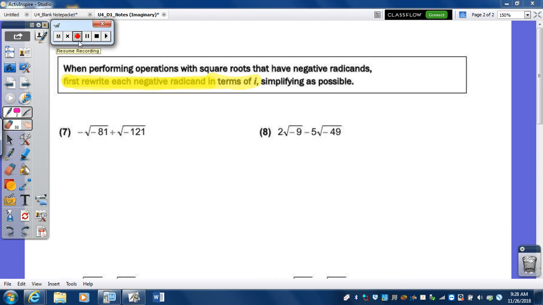All right. So for the 81, I'm going to first take out that -1. 81 is a perfect square, so I don't need a third radical sign here. What is the square root of 81? 9. Square root of -1 becomes I. And you've got that negative sign in front of it, so it's -9i.